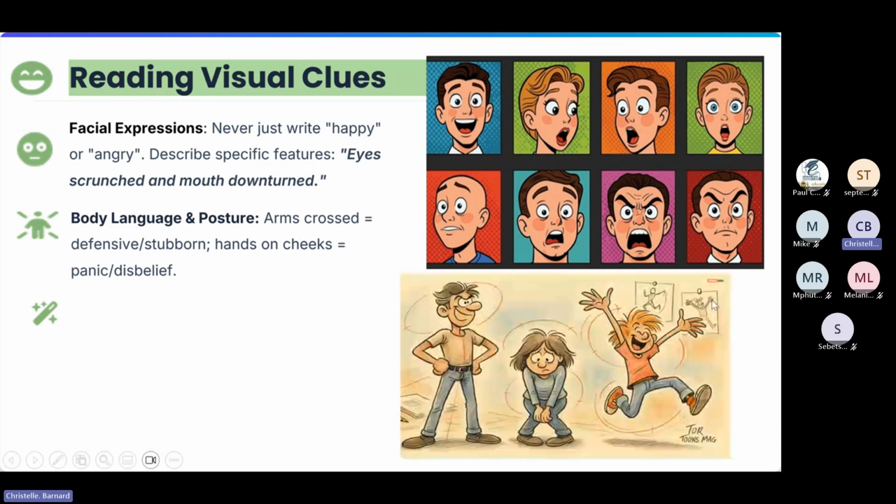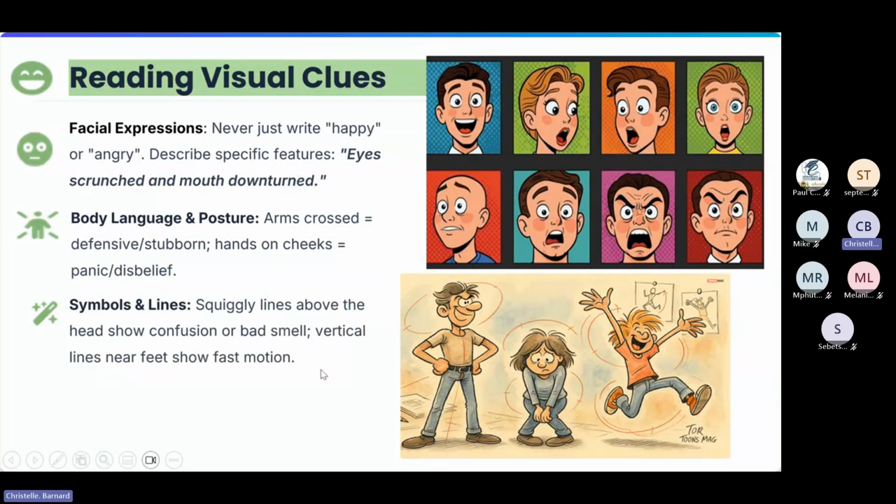There are 2 or 3 examples. The one in the middle is slouching downwards, inwards. That might show that she's tired, that she's disappointed, that she's feeling weak, that she's feeling ill. The one with the arms outstretched in the air, that shows that he's happy, right, free.